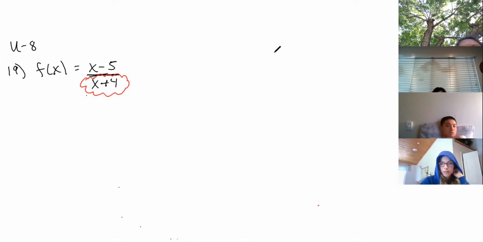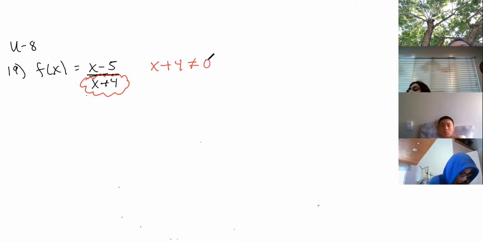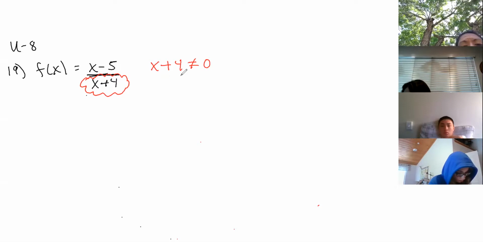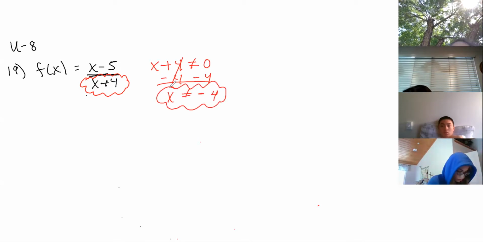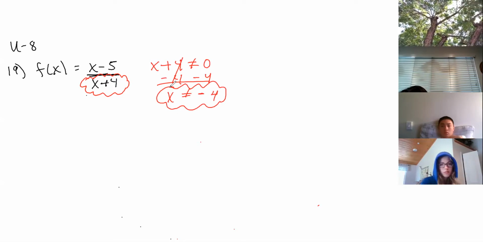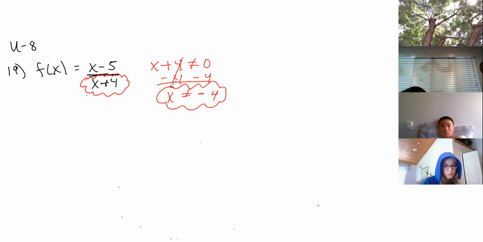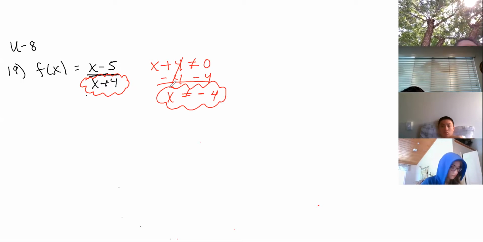The denominator cannot, because it's going to make it undefined. Like 0 over 5 is okay, but 5 divided by 0 is not. That's undefined. So the denominator cannot equal 0. x can equal 0 because 0 plus 4 is 4, and that works out just fine. But when I solve, what can x not equal? -4. And that makes sense because what is -4 plus 4? 0. And that would give me a number over 0, which is not allowed because that's undefined.